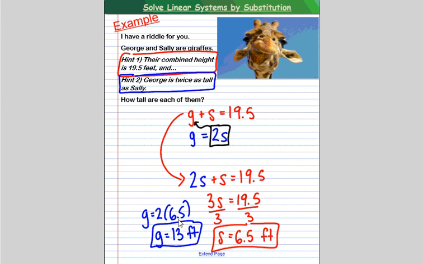And now let's check that it solves our riddle and makes both clues true. Their combined height is 19.5. Yep, if I add them together, I get 19.5. George is twice as tall as Sally. Yep, if I take Sally's 6.5 and double it, I get George's height is 13.